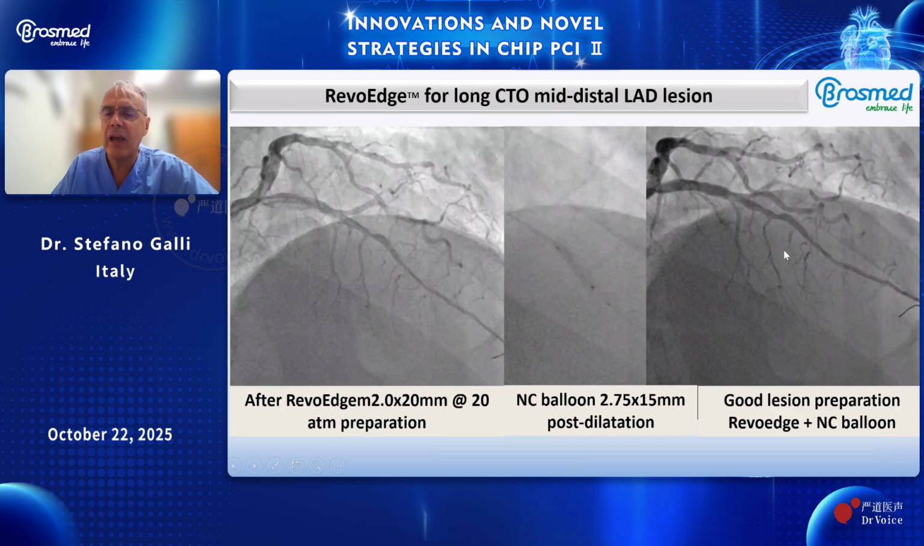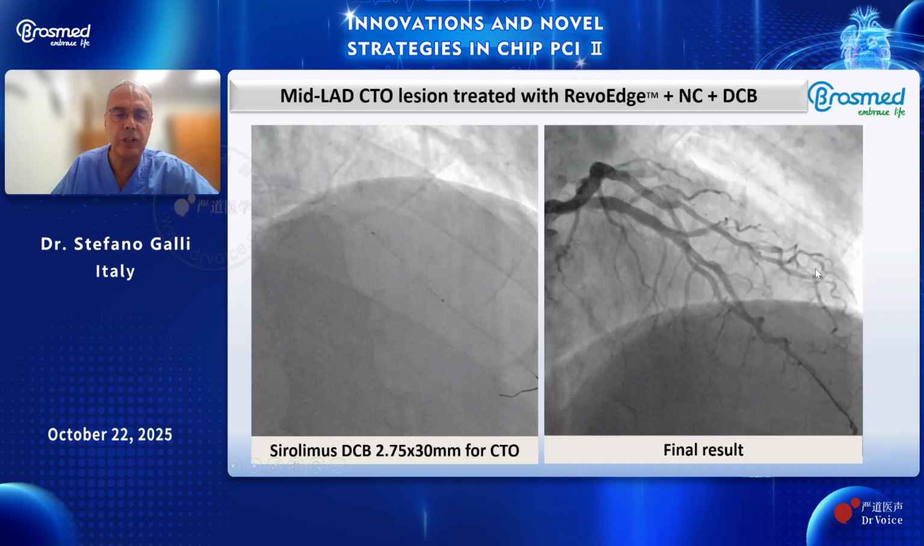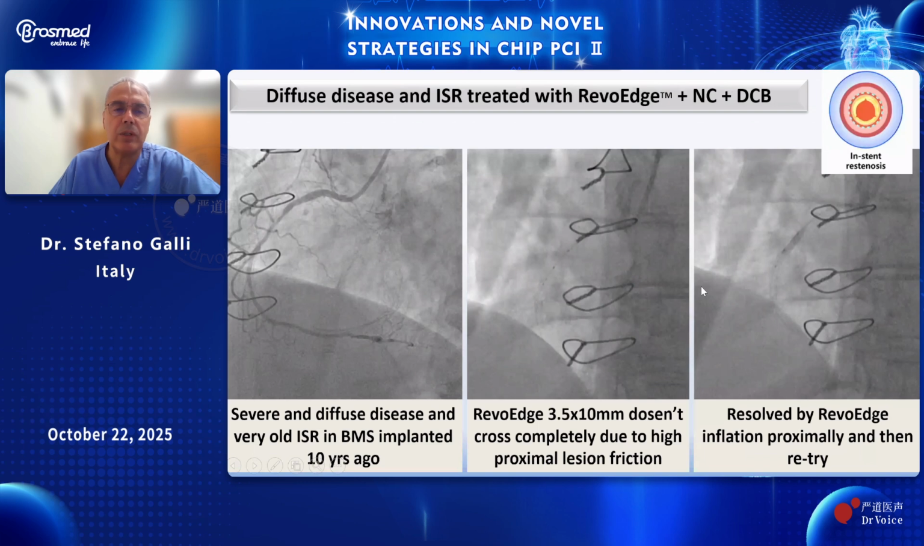And this is the final preparation, a combination of Revo Edge and NC balloon in the mid-distal portion of the LAD, and we finish with the cutting balloon. This is the final result. I believe that is another application of this device in this situation.